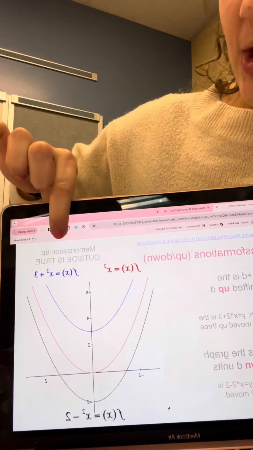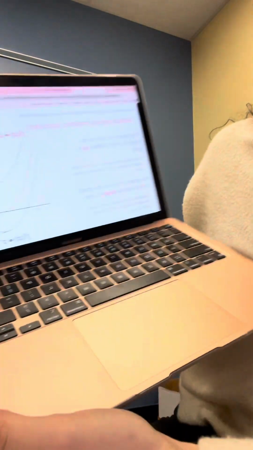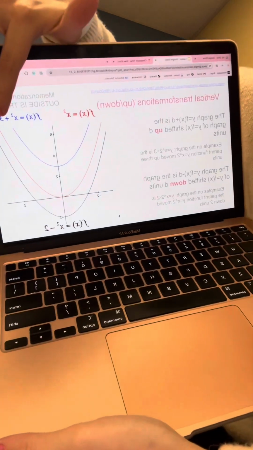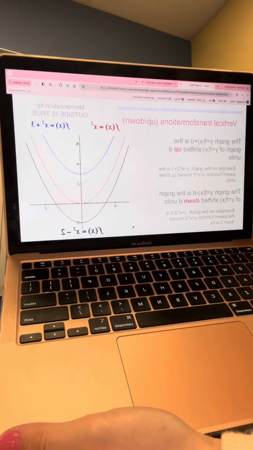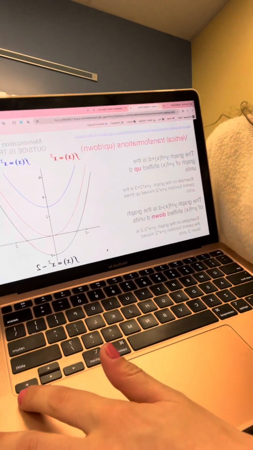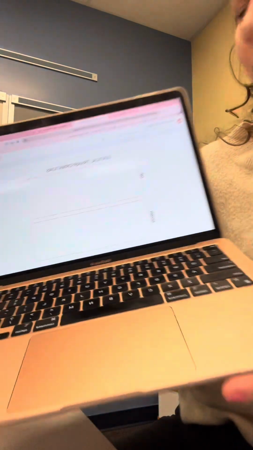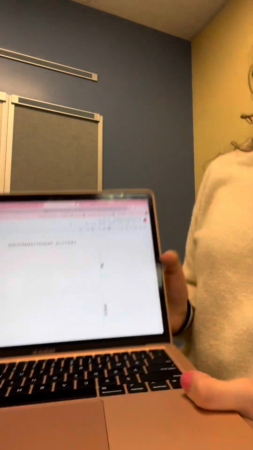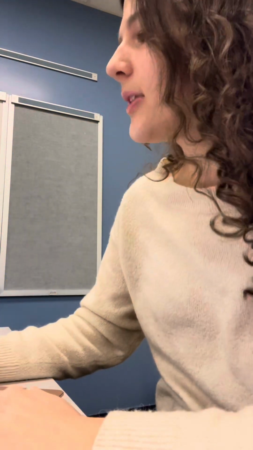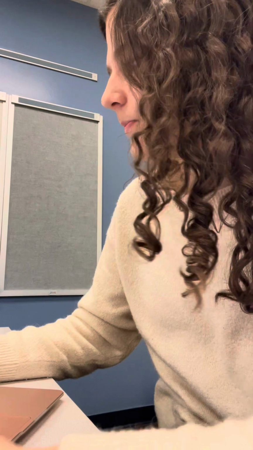I also have a memorization tip. One of the only ways to truly understand transformations is to memorize the basic steps, the basic guidelines. So the outside is true. If our sign and our constant are on the outside, we're going to listen to the sign. So if it says plus, we're going to move up, down, we're going to move down. As we're going through this slide, students will already have this worksheet at their desk, just split into up and down. They'll just be writing examples, important stuff that we go through on the slide.